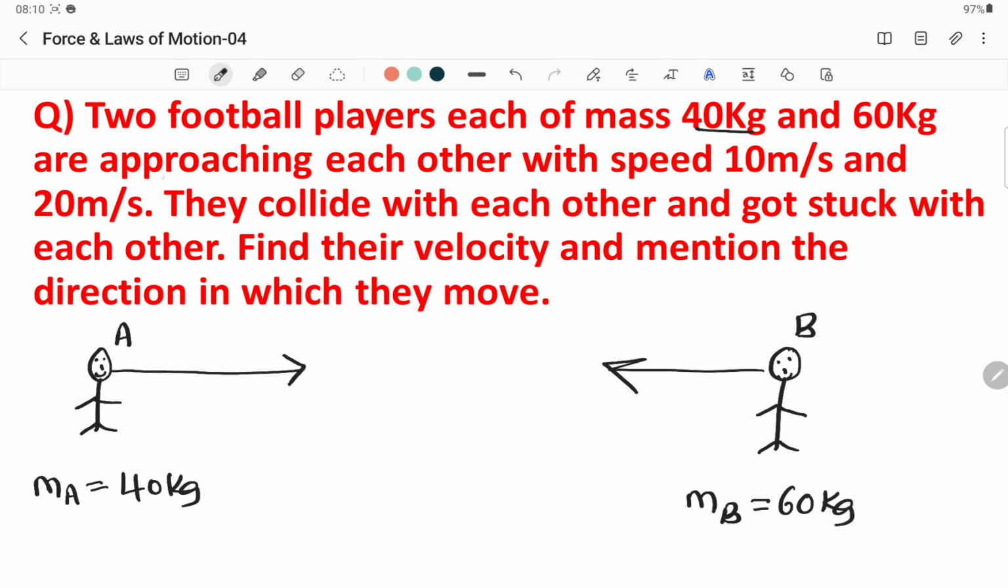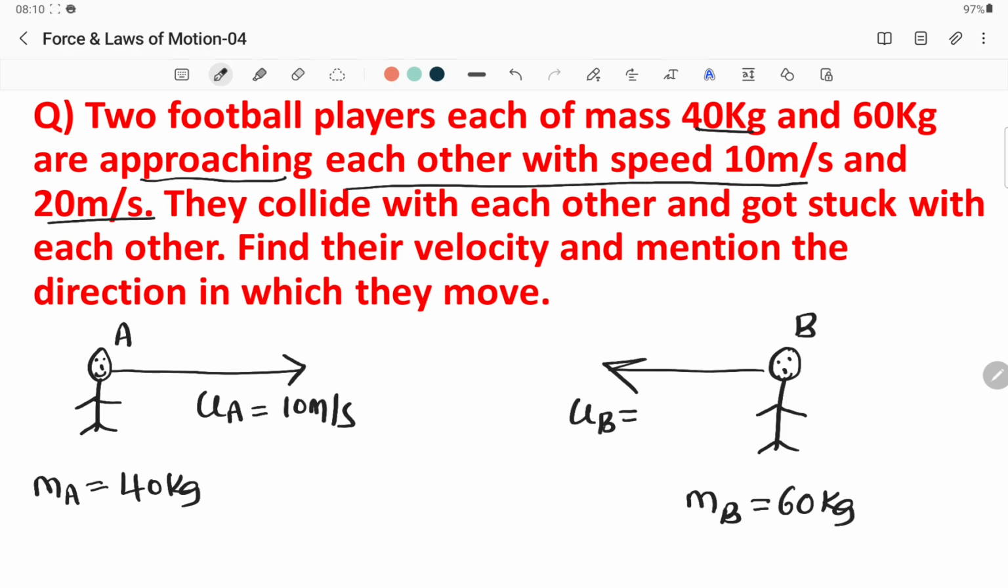They are coming, they are approaching. Approaching means they are running in opposite directions. They are coming to each other. They are approaching each other with speeds 10 meter per second and 20 meter per second. I will call this UA. UA is equal to, I will call it as 10 meter per second. Alright. Now, how about this UB?